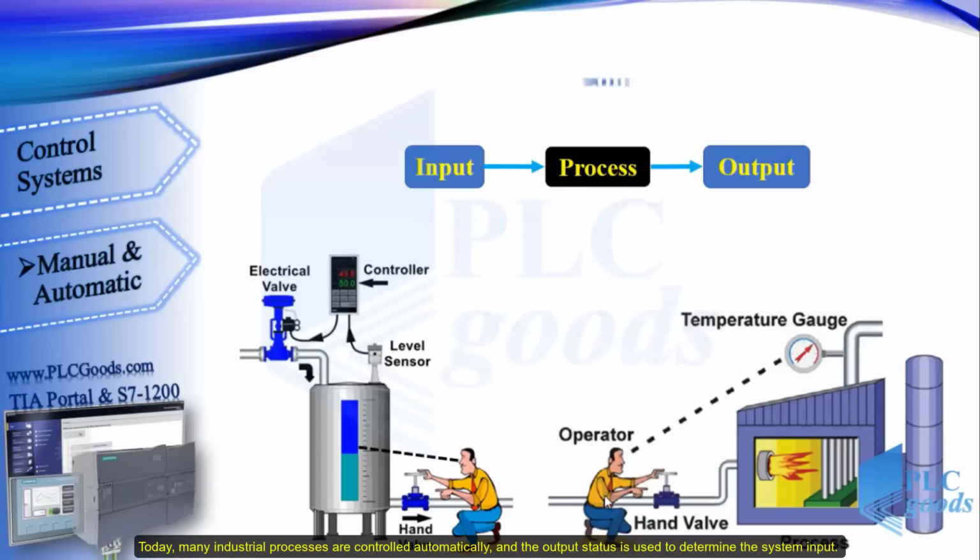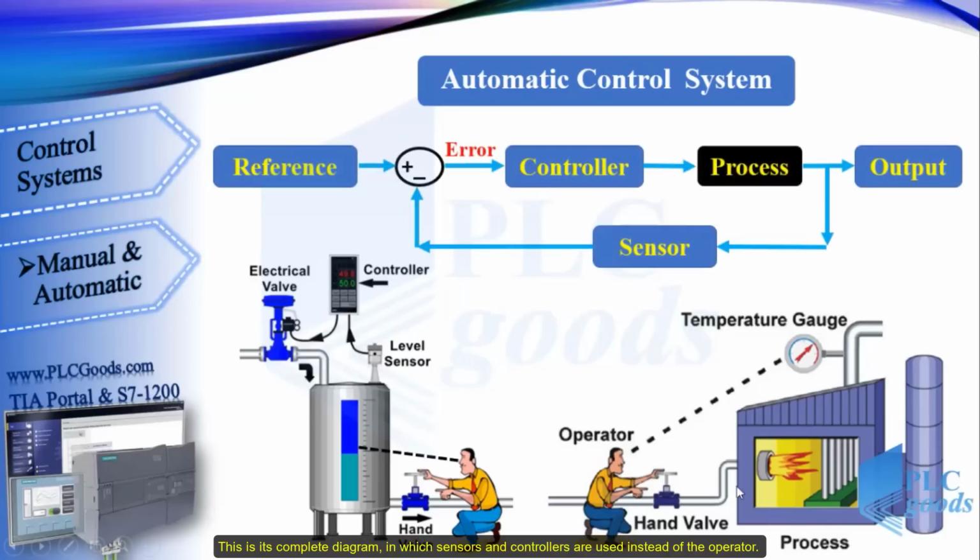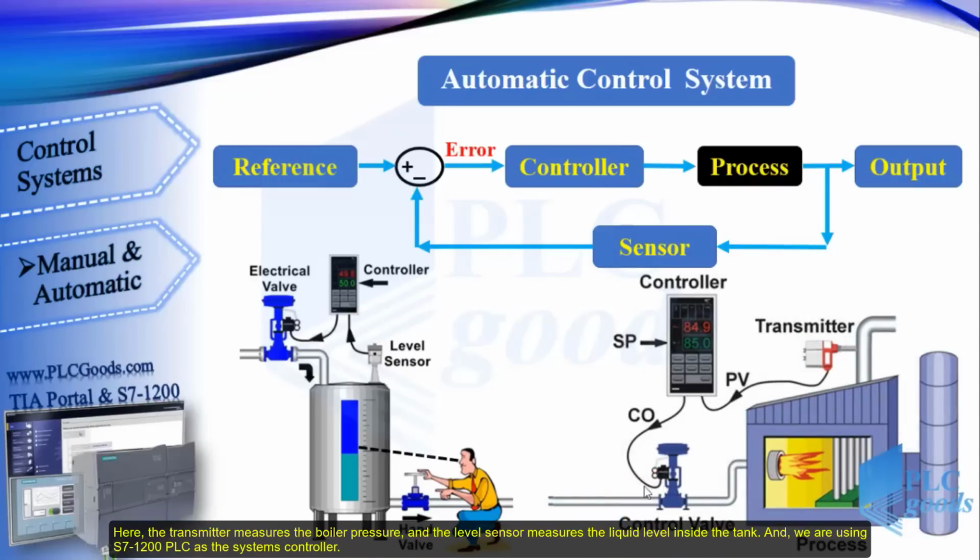Today, many industrial processes are controlled automatically, and the output status is used to determine the system input. This is its complete diagram, in which sensors and controllers are used instead of the operator. Here the transmitter measures the boiler pressure and the level sensor measures the liquid level inside the tank. And we are using an S7-1200 PLC as the system controller.